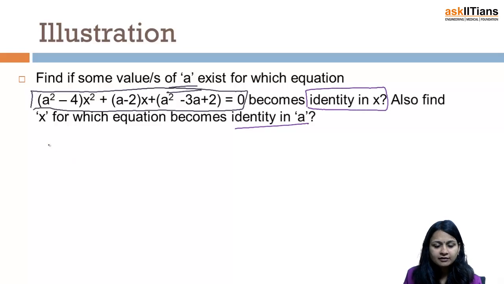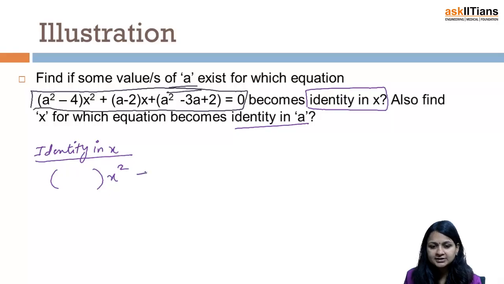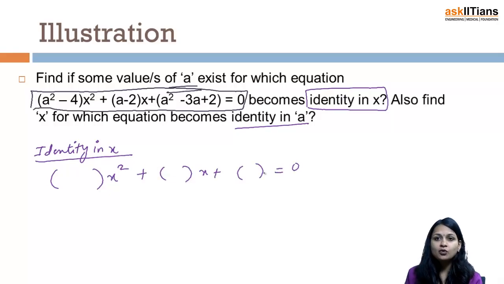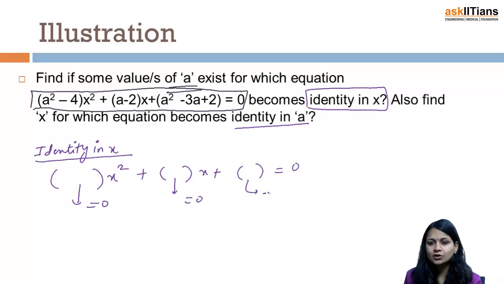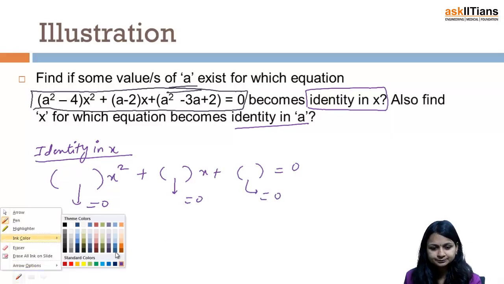So that means whenever you are solving question, when you are saying that it has to become identity in x, okay, in that case first of all you will bring your expression into this form, this into x square plus this into x plus this, okay, and if I want that this should be satisfied for all real values of x, I will put this equal to 0, this equal to 0 and this also equal to 0. So let us do it and get the final answer.